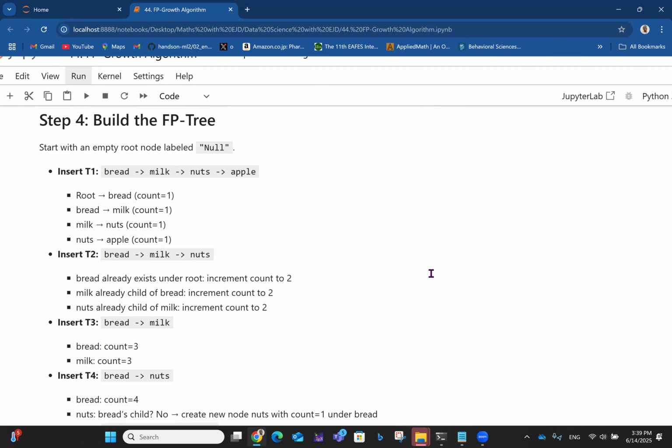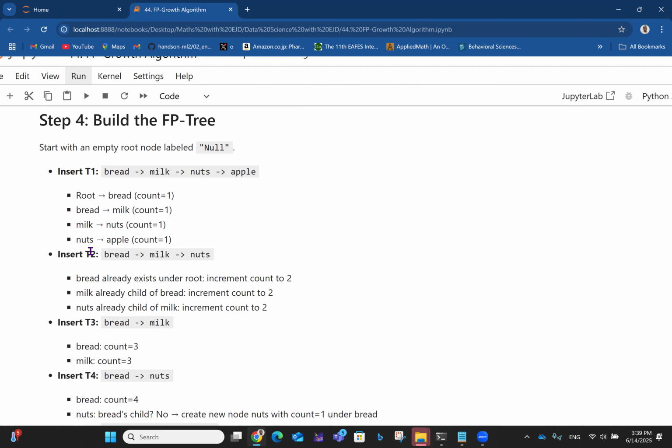Then step four, you can now build the frequent pattern tree. You start with an empty root node labeled null. So you have null, and then next is bread, milk, nuts, apple. So root is null, right? Followed by bread, which is count one. Then bread to milk is count one. Milk to nuts is count one. Nuts to apple is count one.